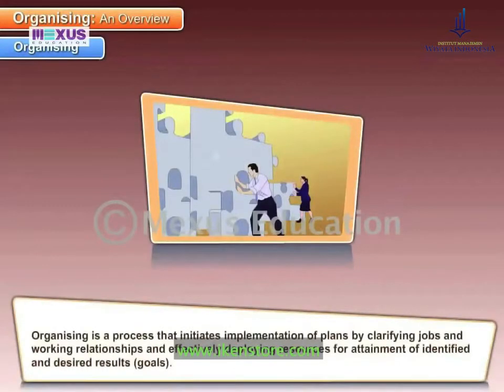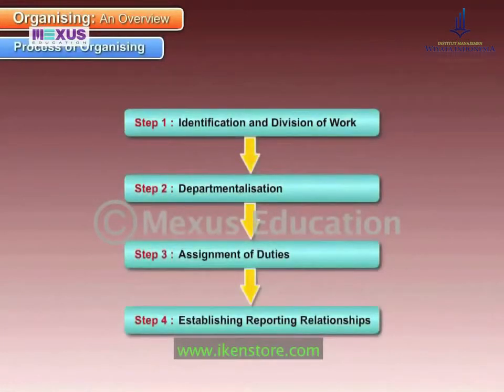Hence, we can define organizing as a process that initiates implementation of plans by clarifying jobs and working relationships and effectively deploying resources for attainment of identified and desired goals. Process of organizing. Organizing involves a series of steps that need to be taken in order to achieve the desired goal. Let us have a quick look at the steps in the process of organizing.